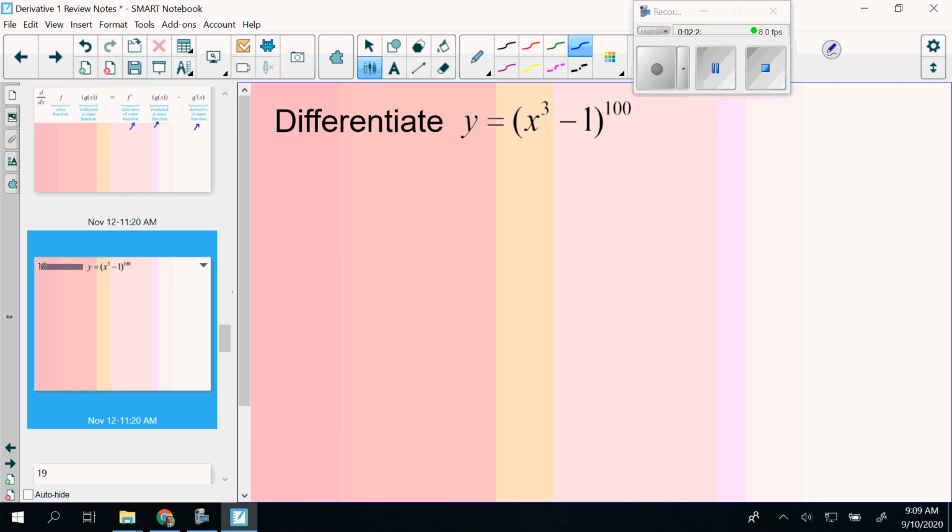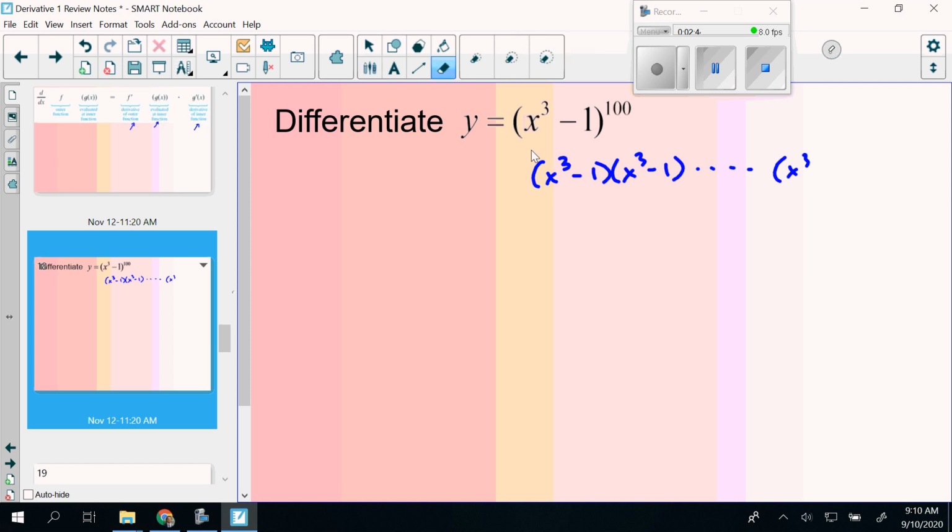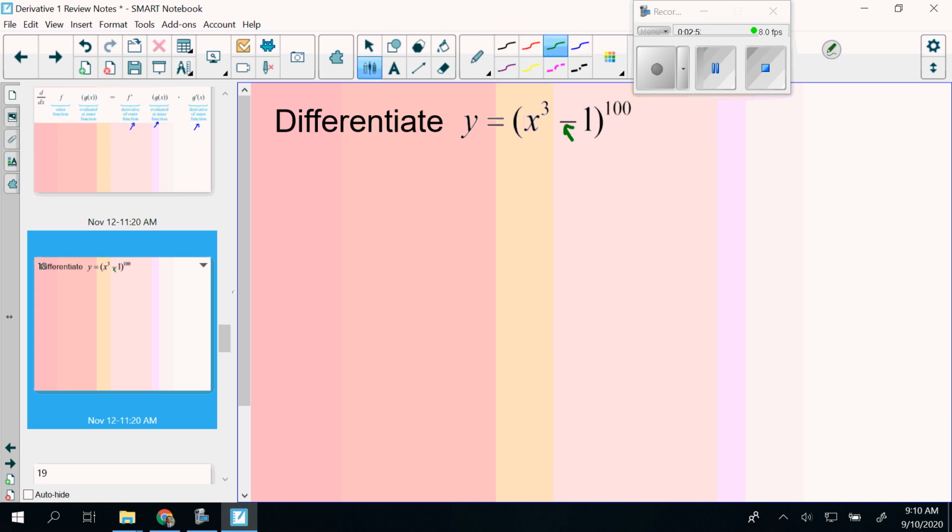All right, let's take a look at another chain rule one. We want to differentiate x cubed minus 1 to the 100th power. This would be a very long problem to do if we had to do it with product rule by multiplying out 100 of these and trying to do it that way. Very, very difficult. Take you a long time. Chain rule makes this one a lot easier. You just have to be able to identify what's the inside function, what's the outside function. Inside function is what's in the parentheses here. Our outer function is something being taken to the 100th power.